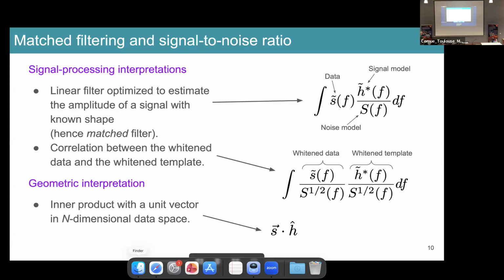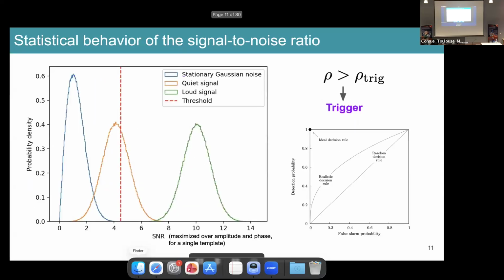There is also a geometric interpretation where you are basically just taking the inner product of the data in n-dimensional space with a unit vector. So basically what this means is that matched filtering is simply projecting the data in one dimension. So the signal model is basically one direction in the data space. So it's telling you that the noise is basically trying to push you away from this direction. But if you want to detect the signal, you have to forget about these n dimensions and only look in one direction, and you will see if there is a signal or not, which is a very neat interpretation.